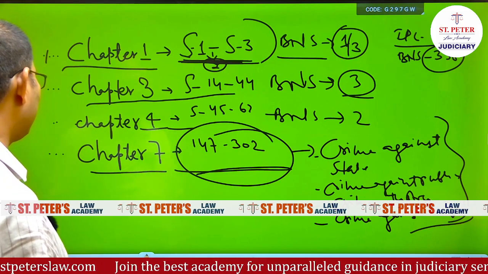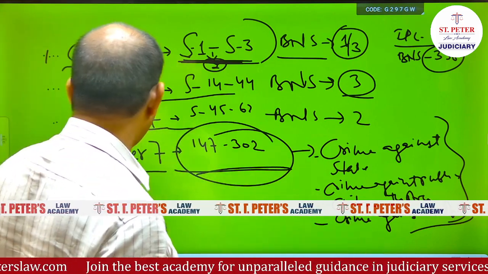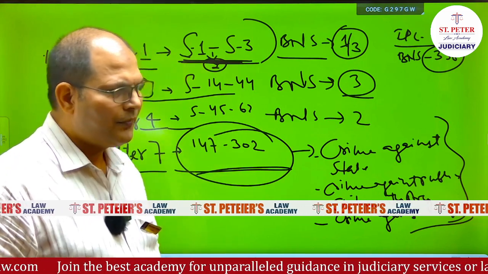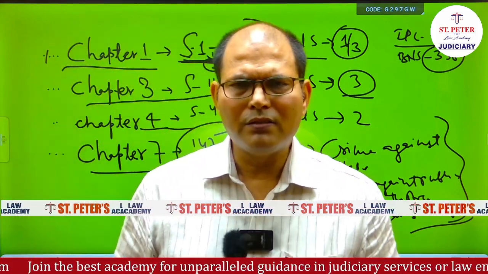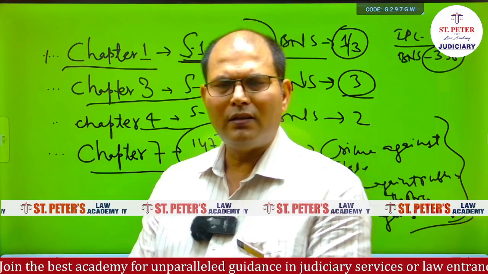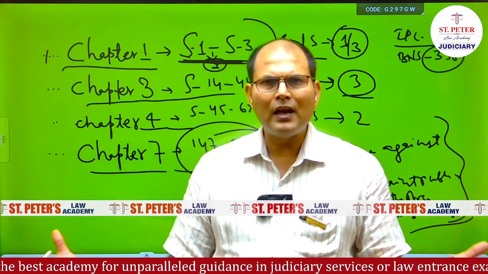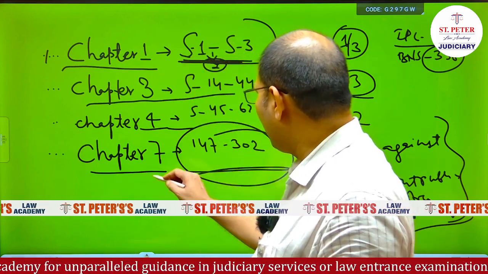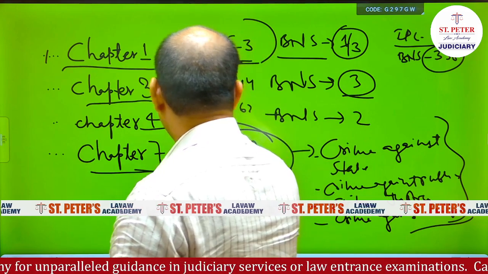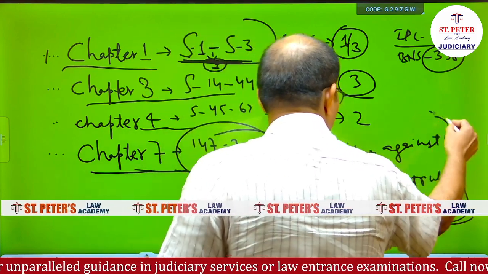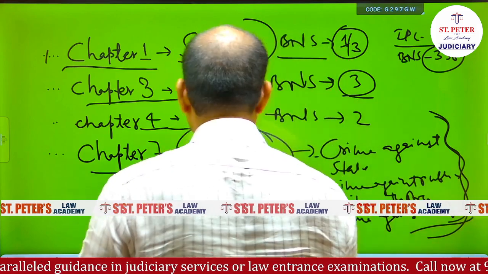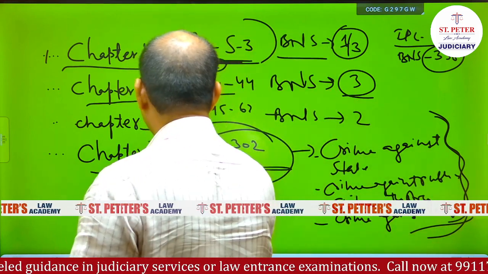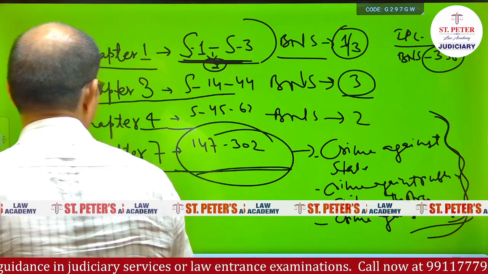Now this chapter 7 is a very vast chapter, but so far as its importance in the judicial services exam is concerned, it has only made a paltry, small contribution. As I told you, from chapter 7, meaning the chapter related to crime against the state, etc., you can expect a maximum of 3 questions, right?